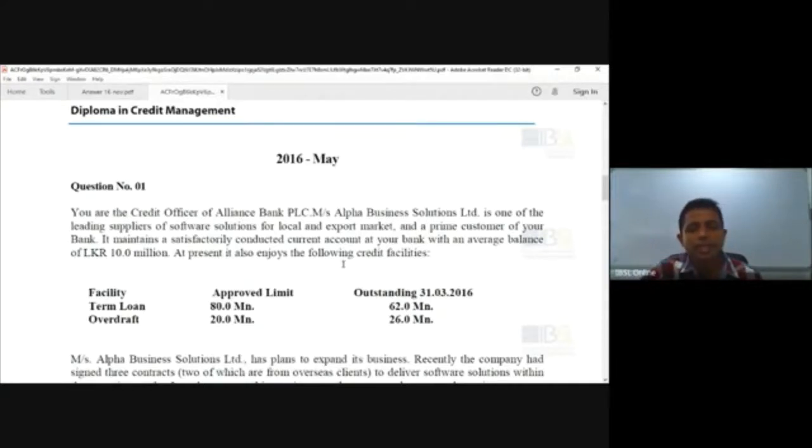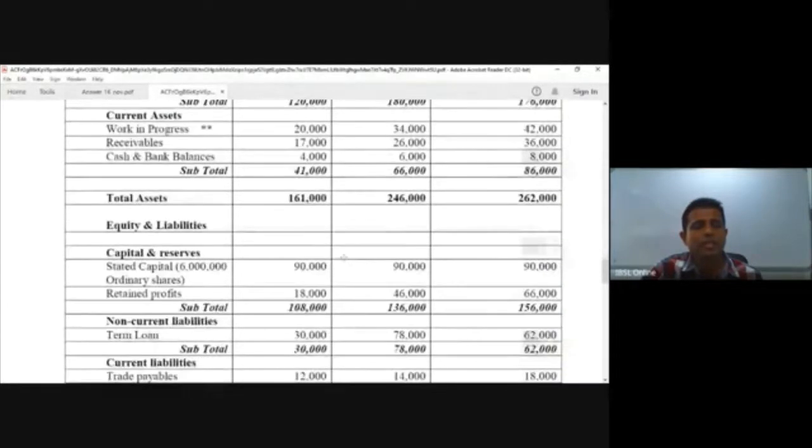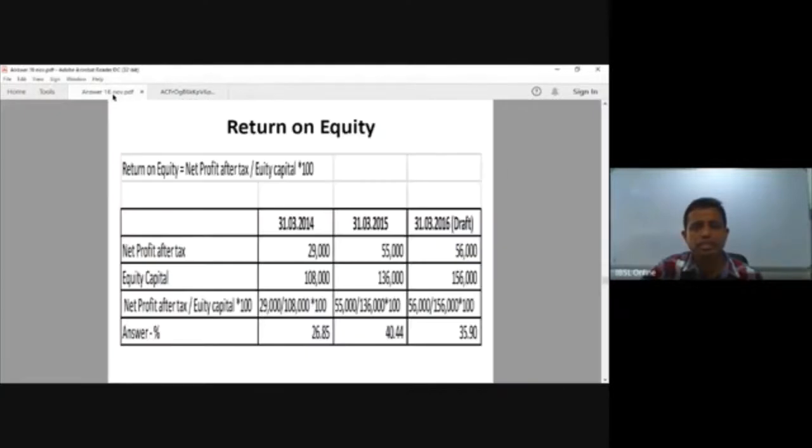Now here, no need to calculate the average equity. You just have to take these equity figures here: 108,000, 136,000, 156,000. I took those, right? 108, 136, and 156, and divided net profit after tax by equity capital and calculated the ratio. It will be 26%, 40%, and 35%. Right?